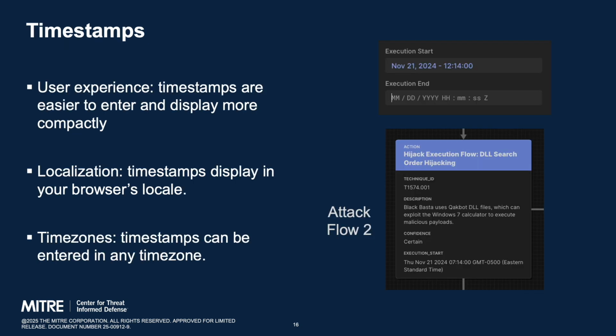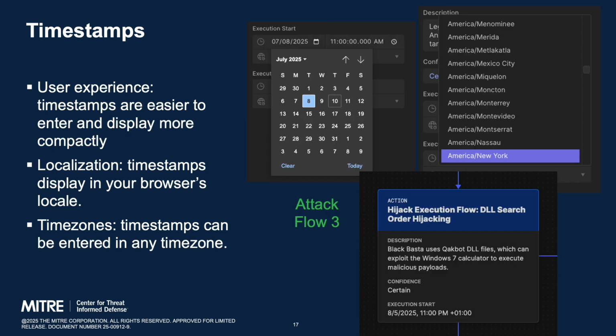Timestamps have also gotten a big upgrade in Attack Flow 3. In Attack Flow 2, timestamps had to be entered in UTC time and were always displayed in American locale. In Attack Flow 3, we have an improved date picker, plus you can select the time zone that the actions occurred in. Also, date times are displayed in your localized format instead of always being displayed in US format.